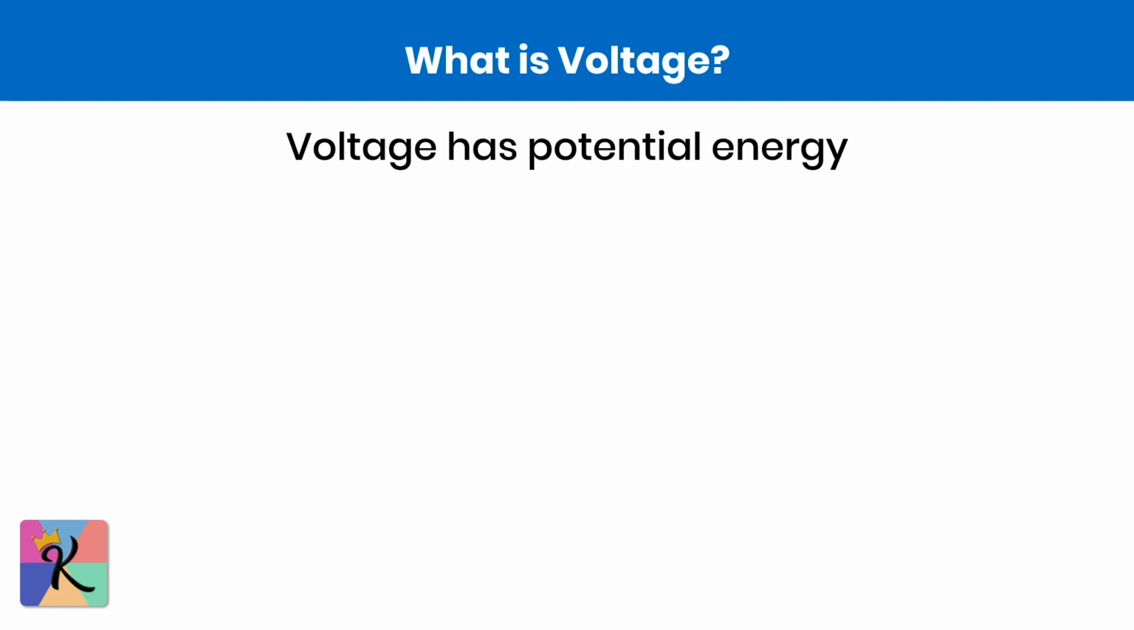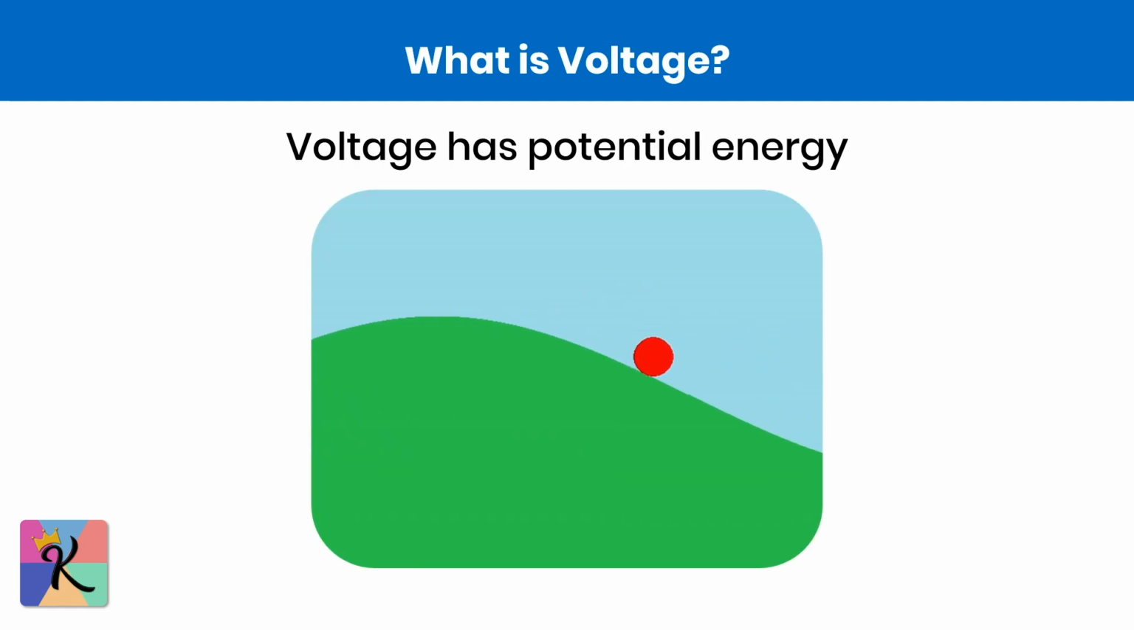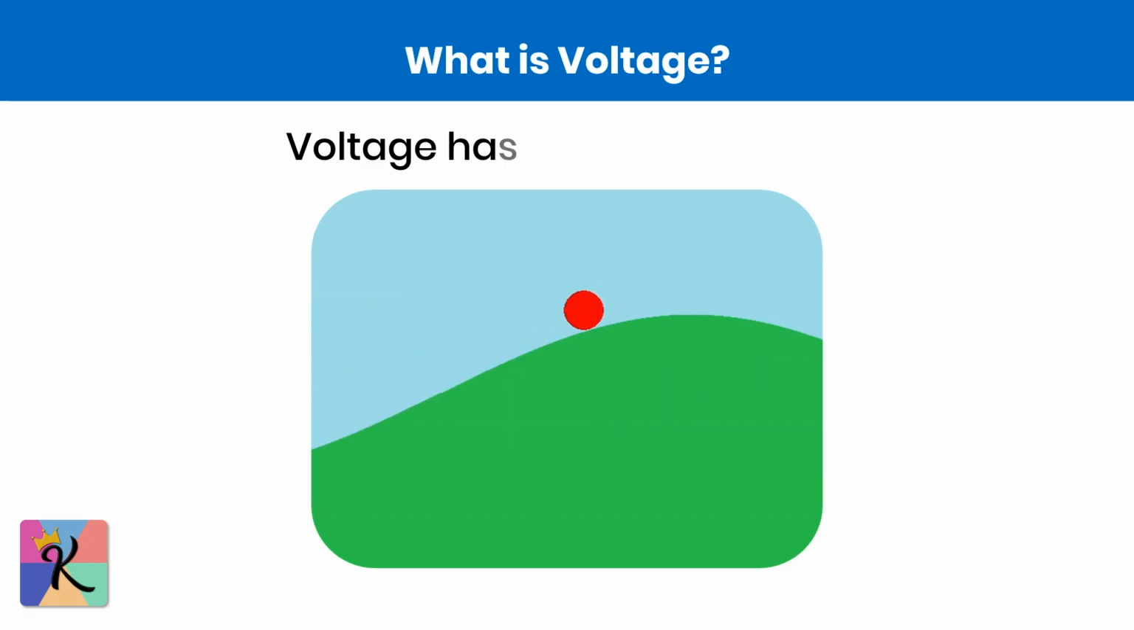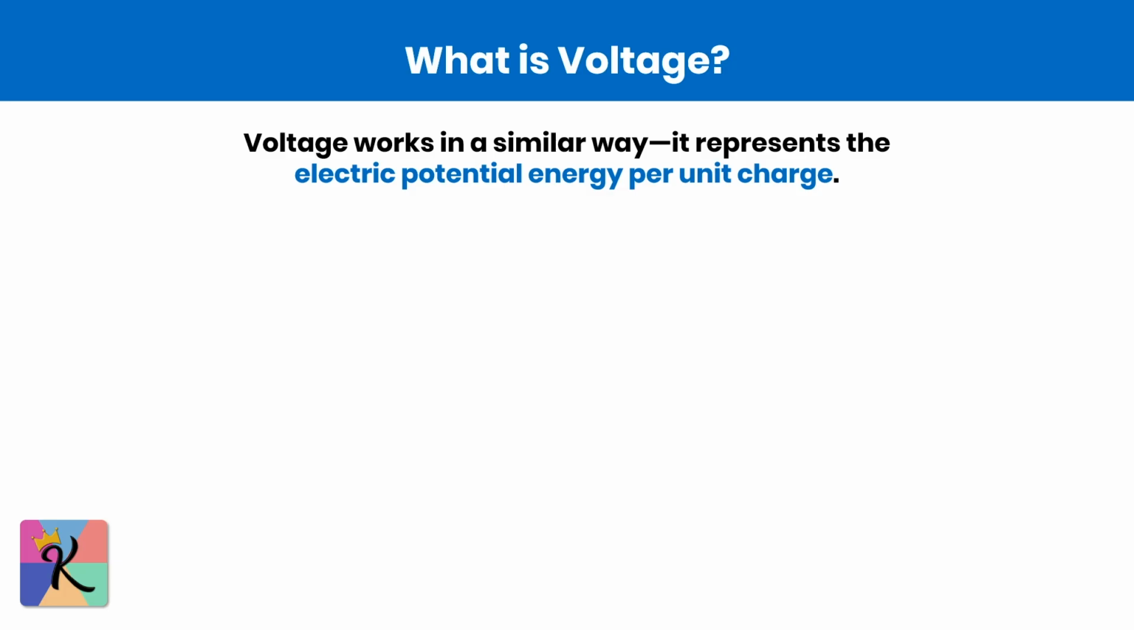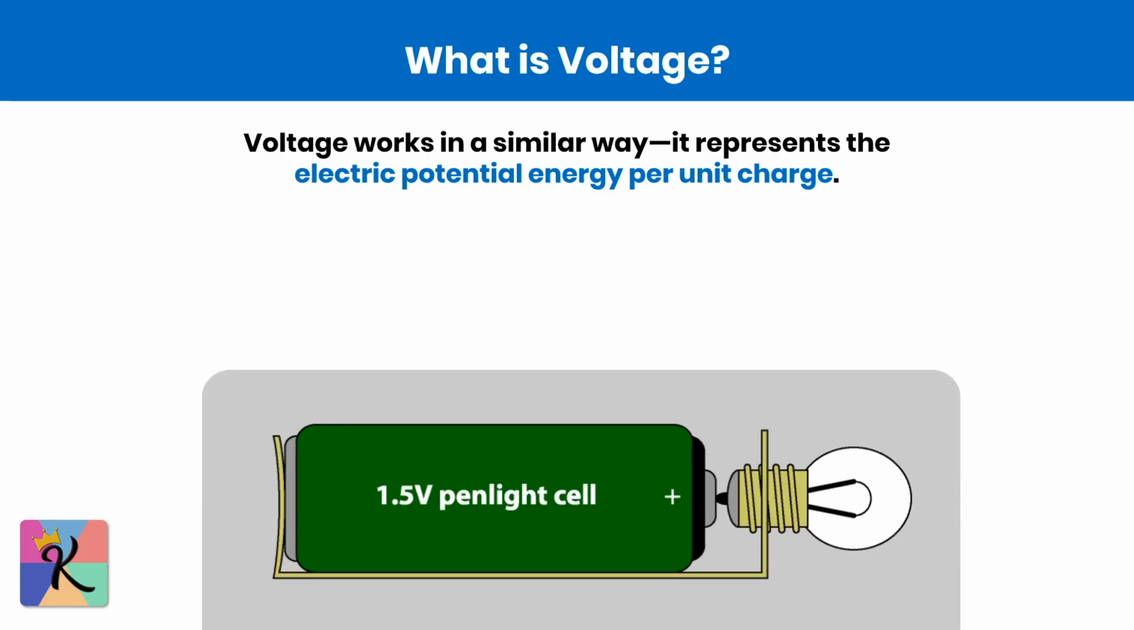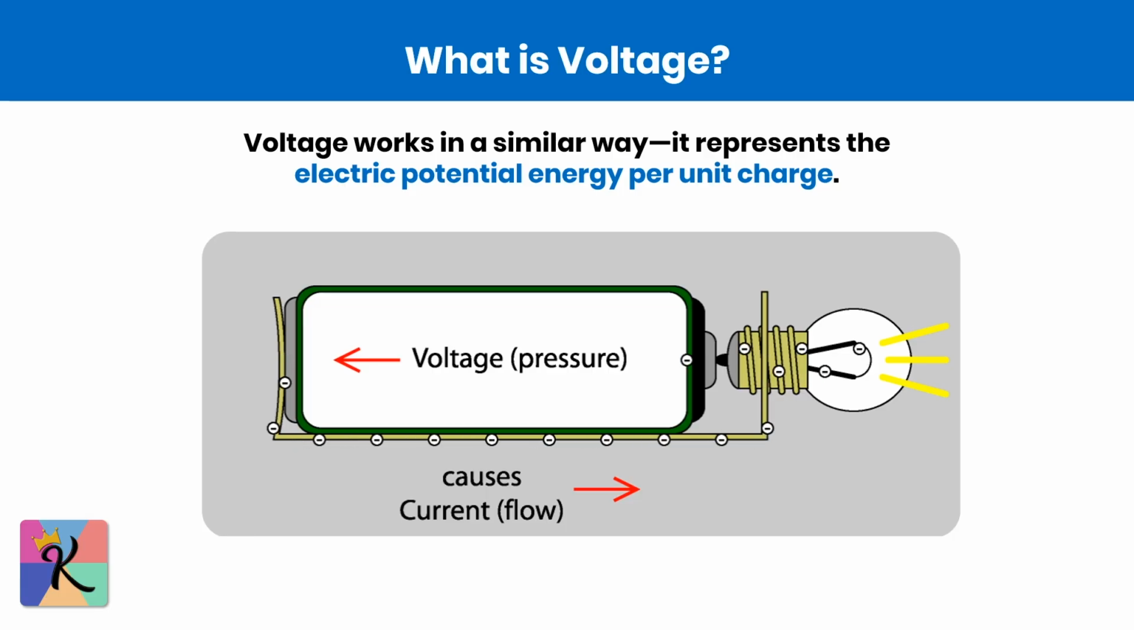Voltage as potential energy. Imagine a hill with a ball at the top. The higher the hill, the more potential energy the ball has. Voltage works in a similar way. It represents the electric potential energy per unit charge. The greater the voltage, the more energy each charge carries as it moves through the circuit.